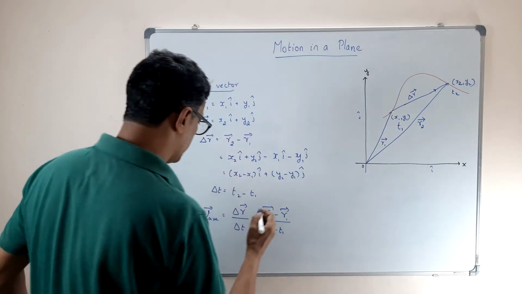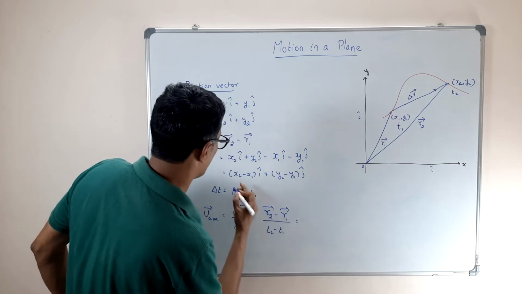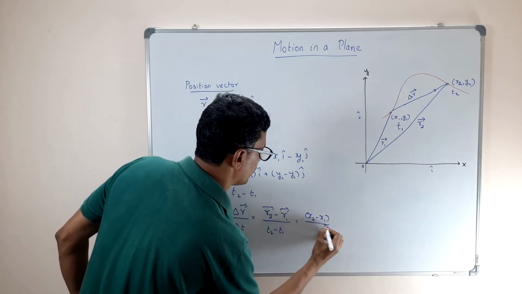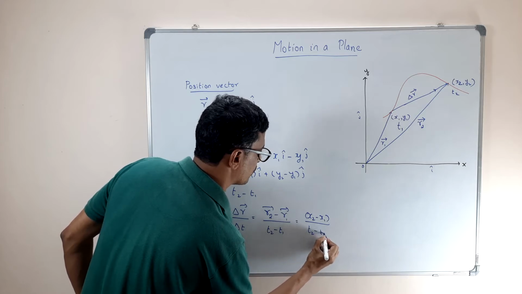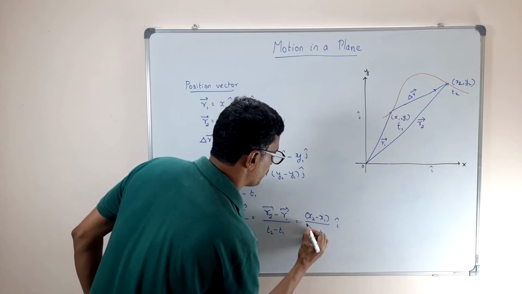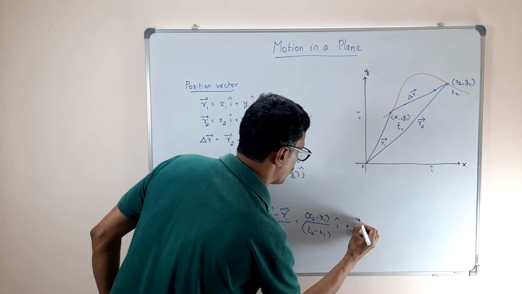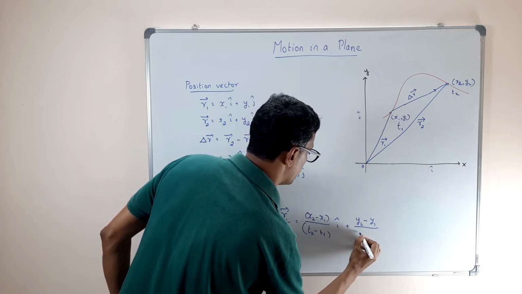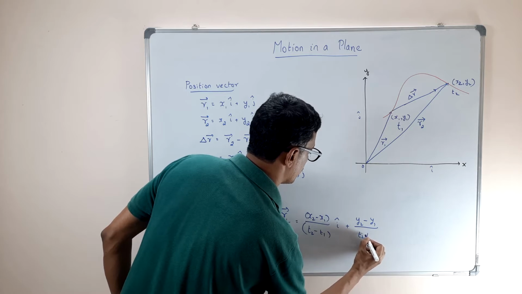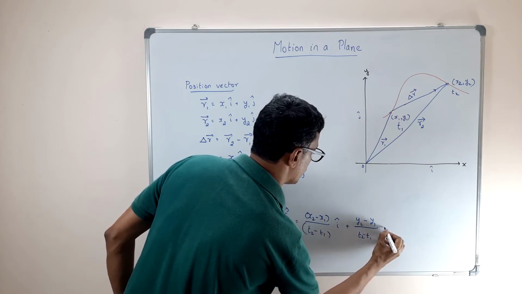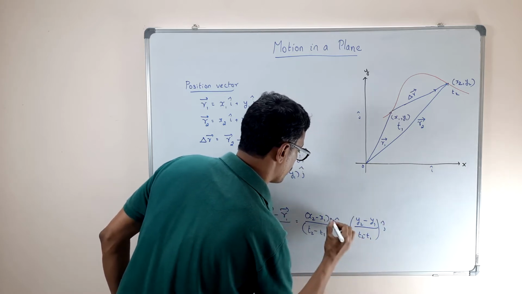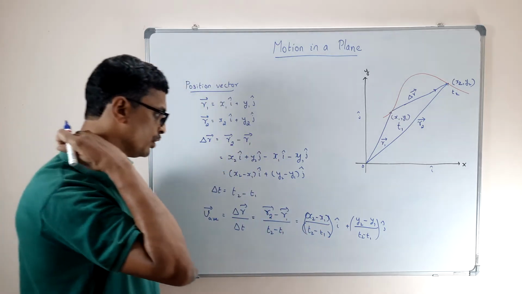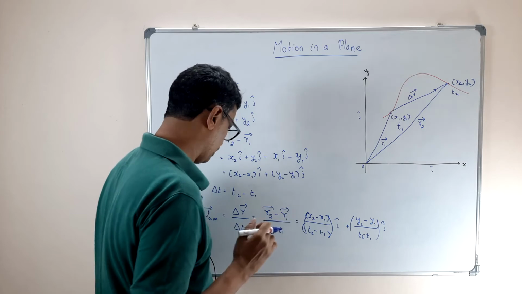So if I want to resolve this R2 minus R1 vector, I can resolve it like this also. Correct? So your average velocity will be x2 minus x1 divided by T2 minus T1 i cap plus y2 minus y1 divided by T2 minus T1 j cap. Okay? So this is how your average velocity can be written.